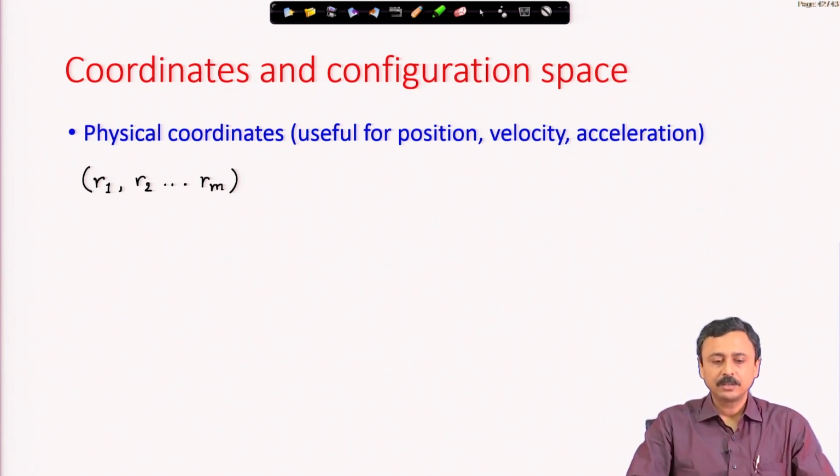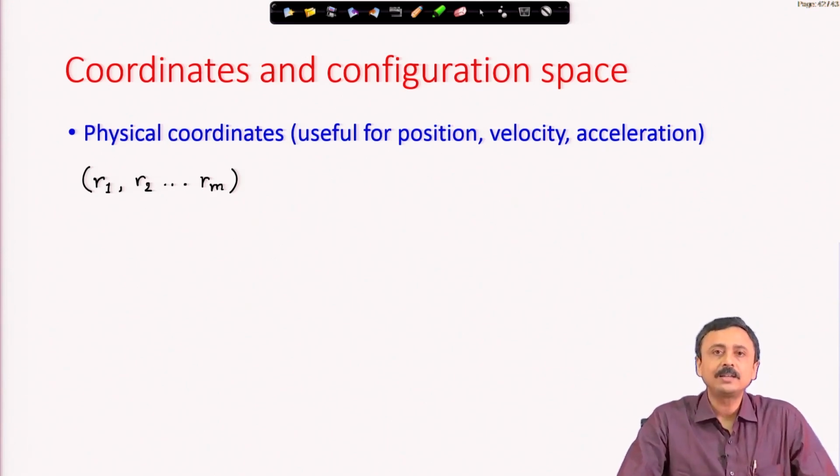Now, we move into a more detailed discussion on coordinates and configuration space. We have looked at some examples. Now, you have some idea of what are coordinates, what are generalized coordinates, what are physical coordinates, what is the configuration space. Now, all these ideas we have. Now, we will generalize and talk in more general terms.